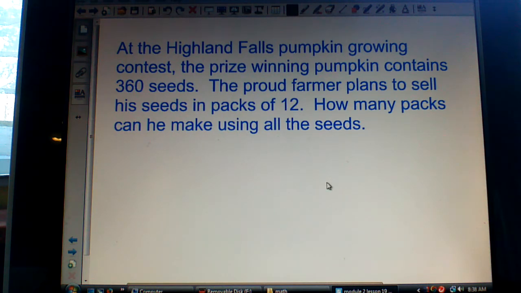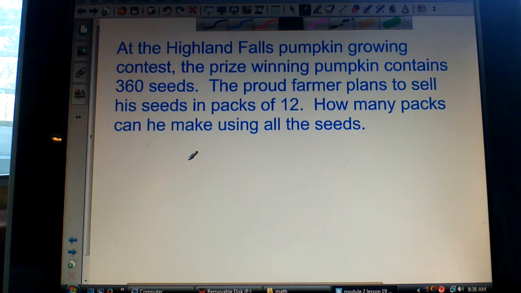Here's our word problem. At the Highland Falls Pumpkin Growing Contest, the prize-winning pumpkin contains 360 seeds. The proud farmer plans to sell his seeds in packs of 20. How many packs can he make using all the seeds? So our division problem is going to be the whole, which is 360 seeds divided by 12 in a pack. Okay, so we're going to use our rounding skills in a second, but first we're going to break this up.